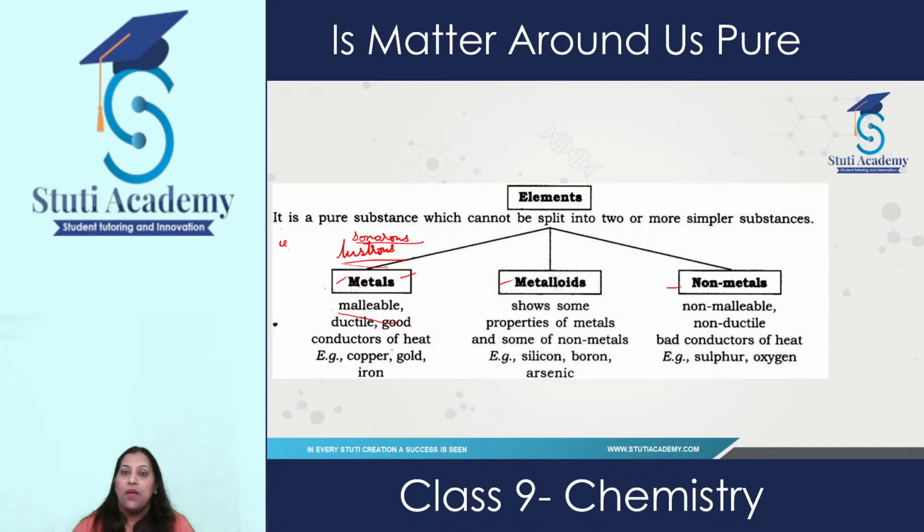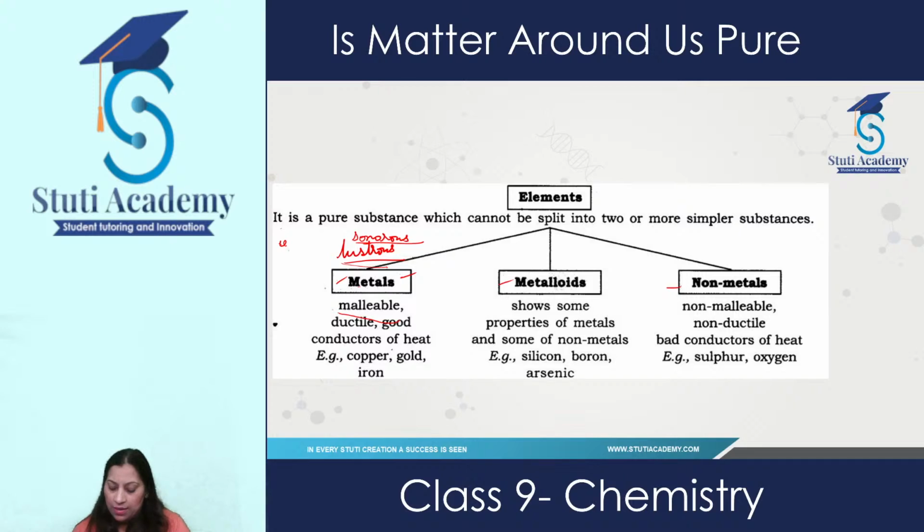Sonorous means when any metal is hit against any object, it produces sound. When we throw any metal on the floor, some sound is produced. It means metals have this tendency to produce sound. So that property is known as the sonorous property. Apart from this, metals are solid at room temperature, like copper, gold, aluminium, except mercury. Mercury is liquid at room temperature.